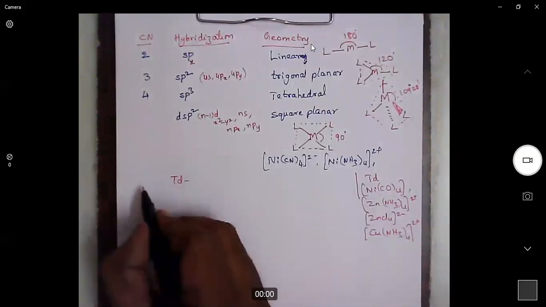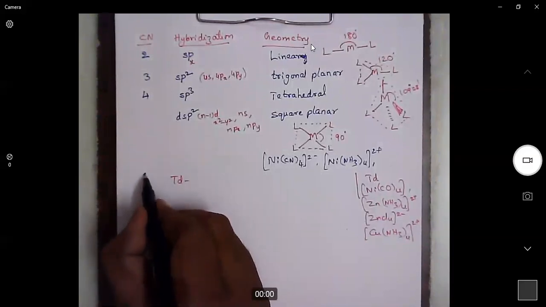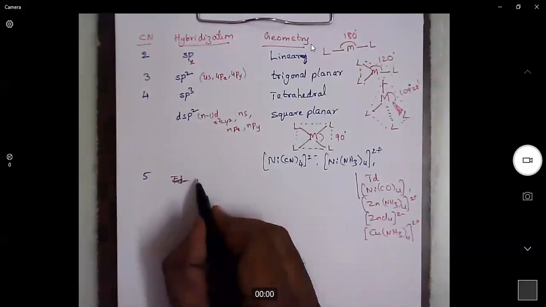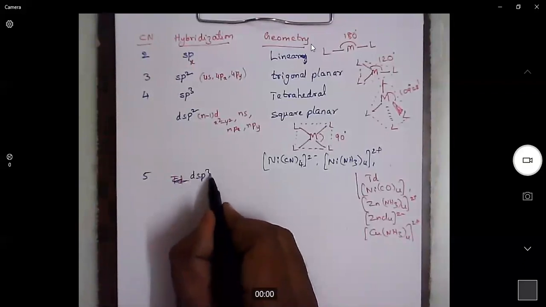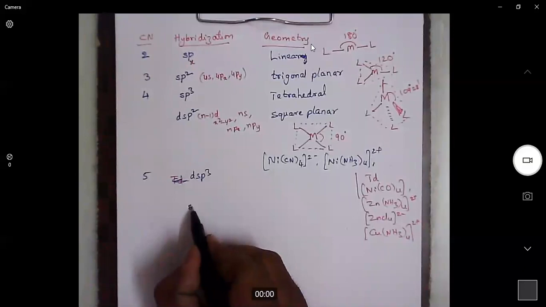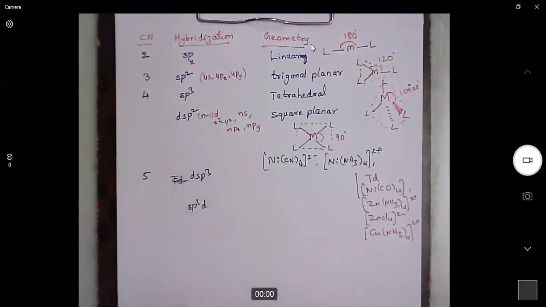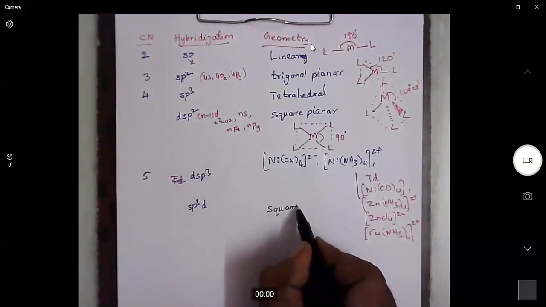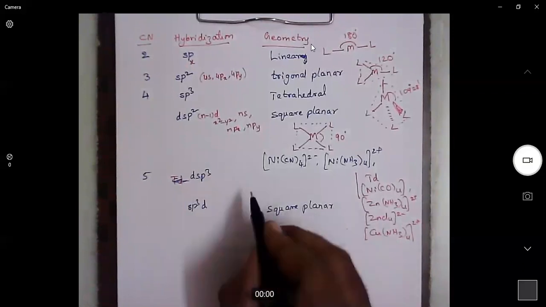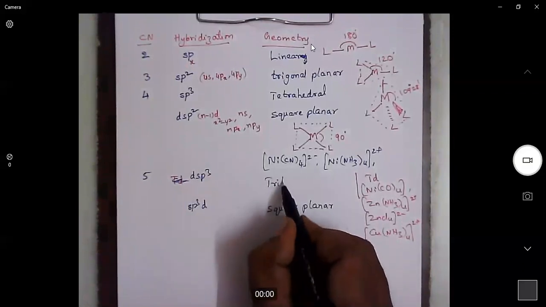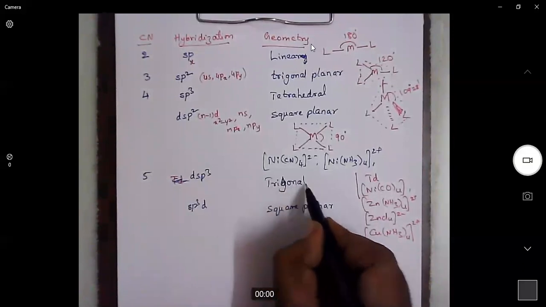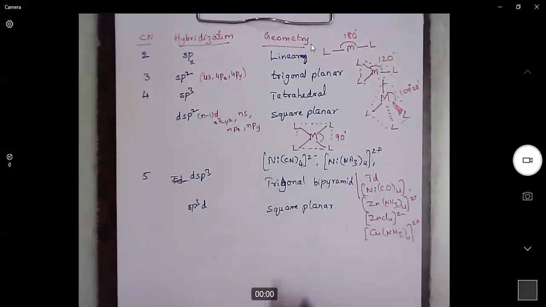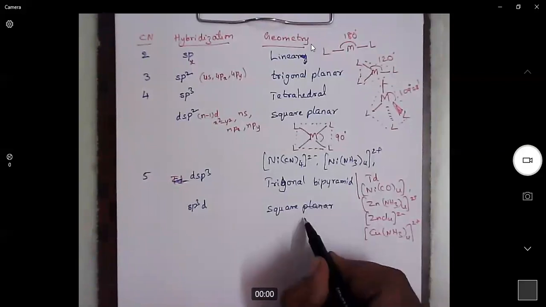Now continue this table. If the coordination number is 5, we have two possibilities here also. One is dsp3 hybridization, the other one is sp3d hybridization. sp3d means square pyramid geometry. dsp3 means trigonal bipyramid. Square pyramid, sorry, this is not planar, square pyramid.